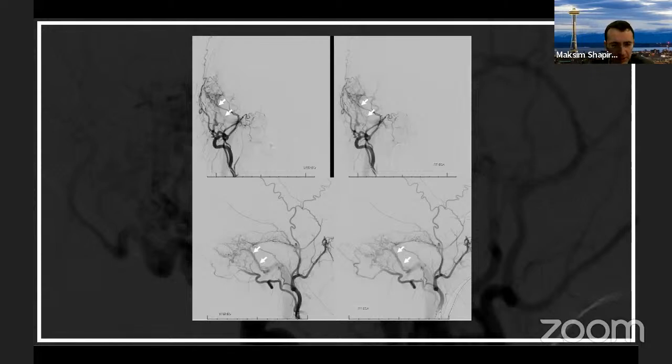But here's a typical case of a low-grade fistula. It's not a big one, got a lot of pulsatile tinnitus, so he's not a happy person. But it's not a high grade situation.